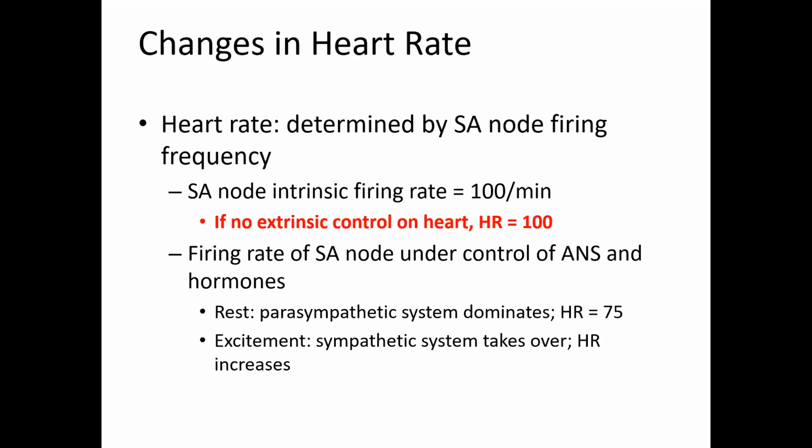Because it's under the influence of our physiology, and because at rest there's slightly more parasympathetic influence, this brings the SA nodal firing rate down to about 70, 75 per minute. And that's where we get our resting heart rate from. If we're excited, if we're fighting or fleeing or freezing, if we're under that sympathetic influence, the sympathetic is going to slightly take over, and that's what's going to get our heart rate up to possibly 100 beats per minute.